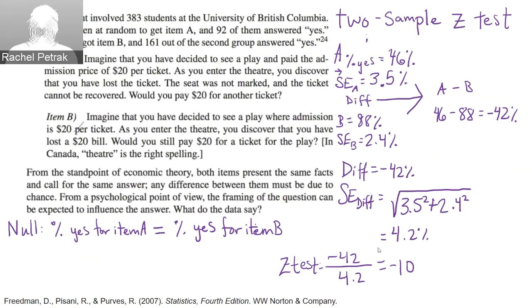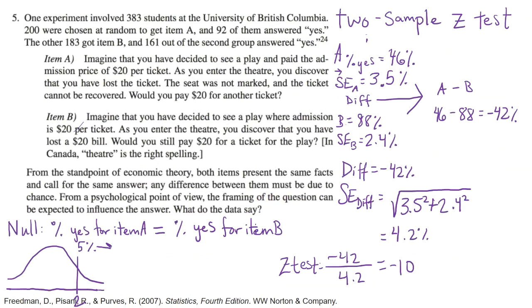reject here. Remember, a Z of negative 10 is extremely improbable. You can plot that Z on a normal distribution if you need to visualize it. And remember that a Z score of 2 is our cutoff for 5%. So a Z score of 10 is way down here, so it's clearly less than 5%. Exactly. It's also less than 1%, so we can say it's highly significant.